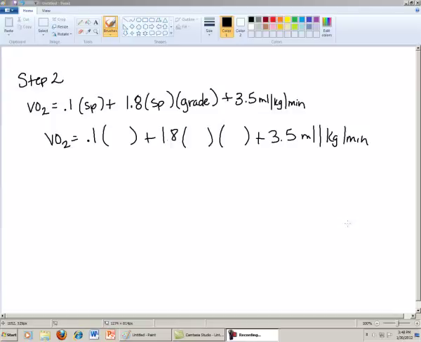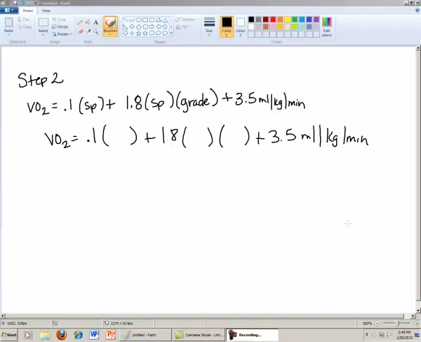All right, we're going to move on to step 2, and step 2 is always going to be to solve the equation using basic algebra. Now you want to get into the habit of always writing down the equation. I've already done that. It's VO2, this is the walking equation, is equal to 0.1 times speed in meters per minute plus 1.8 times speed in meters per minute times the grade plus 3.5.